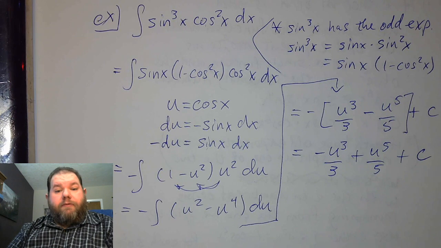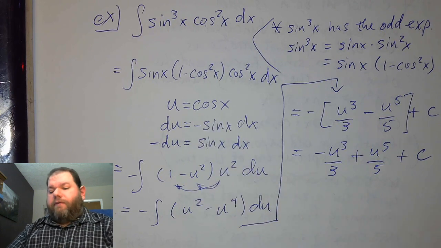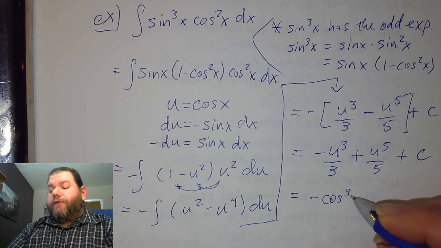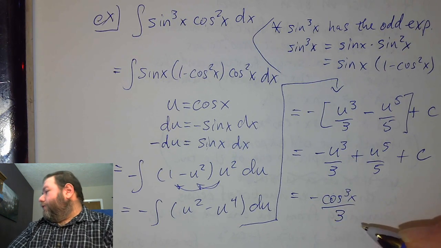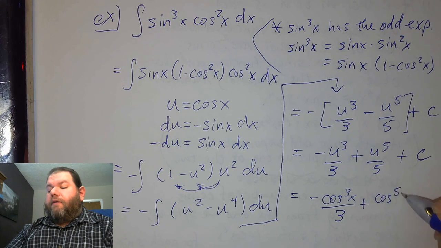Now our last step, of course, is to plug back in whatever our u substitution was for, which was cosine of x. So we'll make this negative cosine cubed x over 3 plus cosine to the fifth of x over 5 plus c.